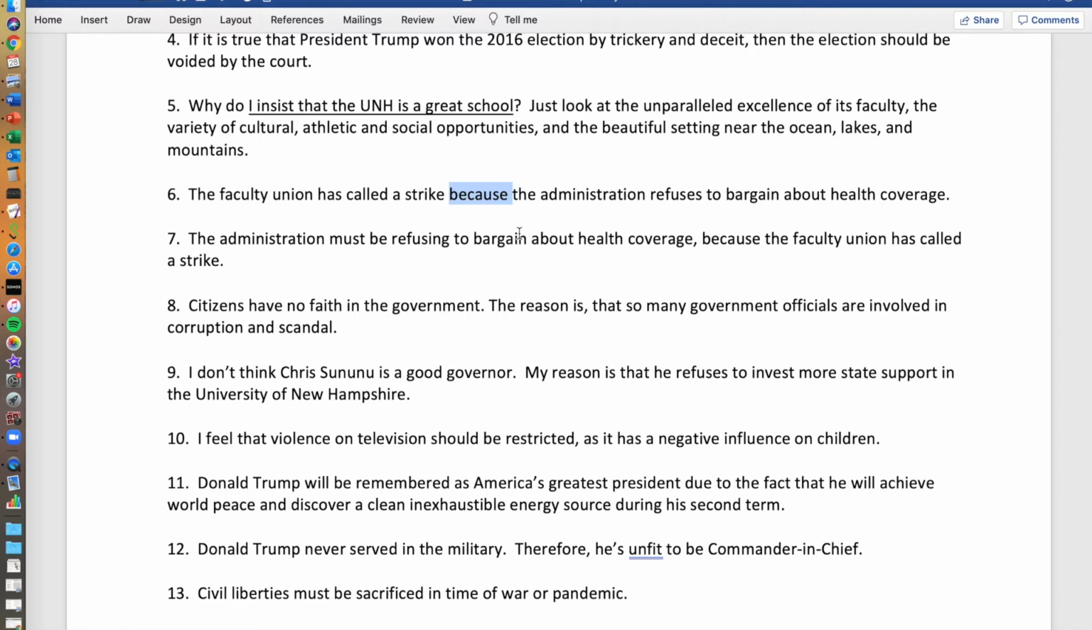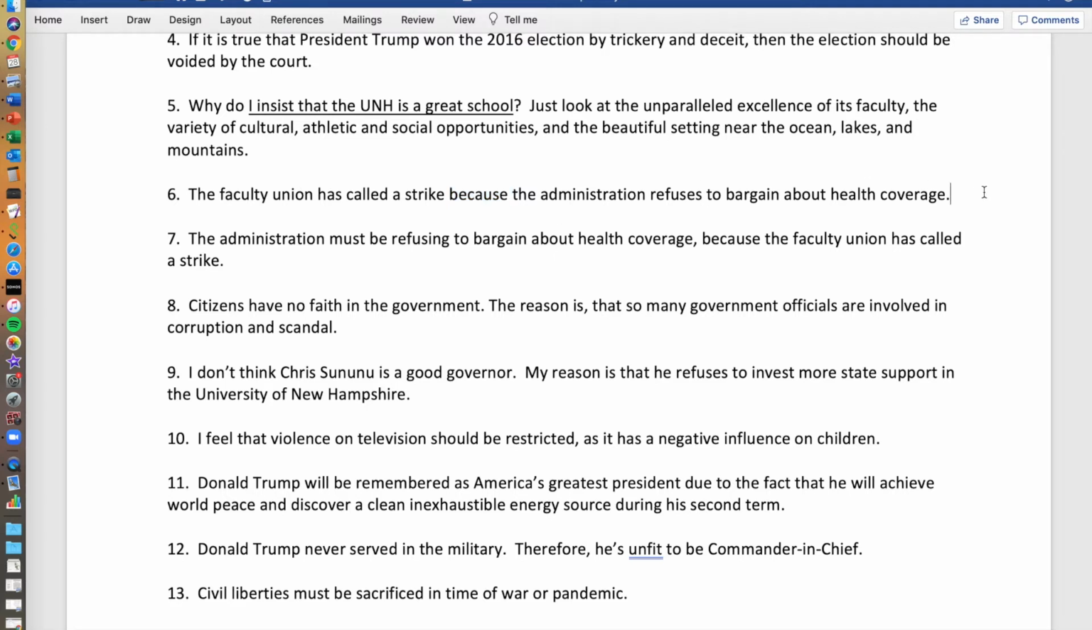However, we look at that evidence and it does not prove the fact that the faculty union has called a strike. Indeed, if you were walking around campus and you saw professors with picket signs, that would be an observable fact. You wouldn't need to prove that they had called a strike, but you might need to say why the strike was called. And that's what's happening in number 6, because it's simply an explanation for why the faculty union has called a strike.